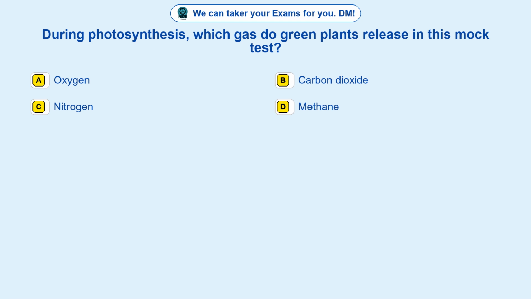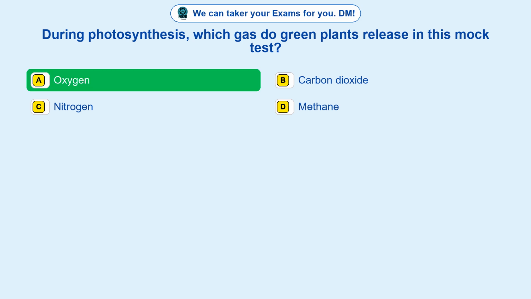Question 1. During photosynthesis, which gas do green plants release in this mock test? Option A, oxygen. Option B, carbon dioxide. Option C, nitrogen. Option D, methane. The correct answer is option A, oxygen.